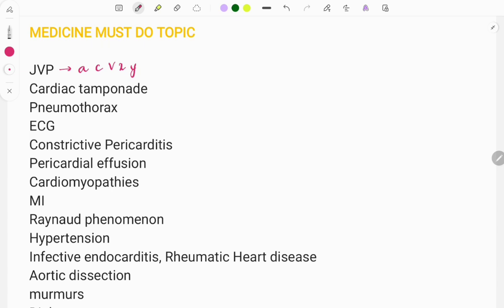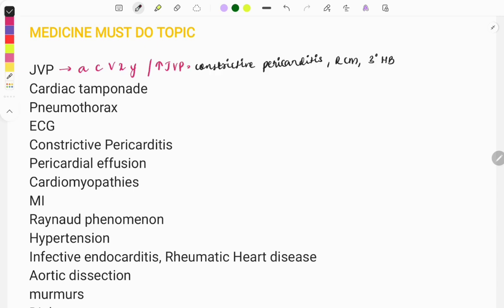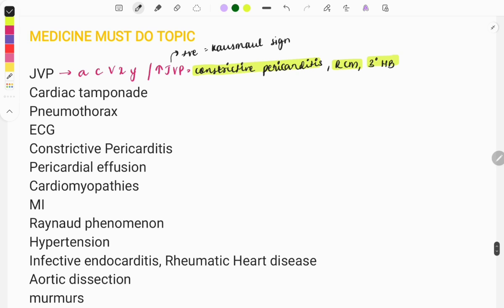And also questions are asked in which conditions we can see the increase in the jugular venous pressure. This is seen in conditions like constrictive pericarditis, restrictive cardiomyopathy, and third degree heart block. Normally, the jugular venous pressure decreases on inspiration, and if it increases, then it is a condition. If it increases on inspiration, then it is called a positive sign, and this sign is called Kussmaul sign.